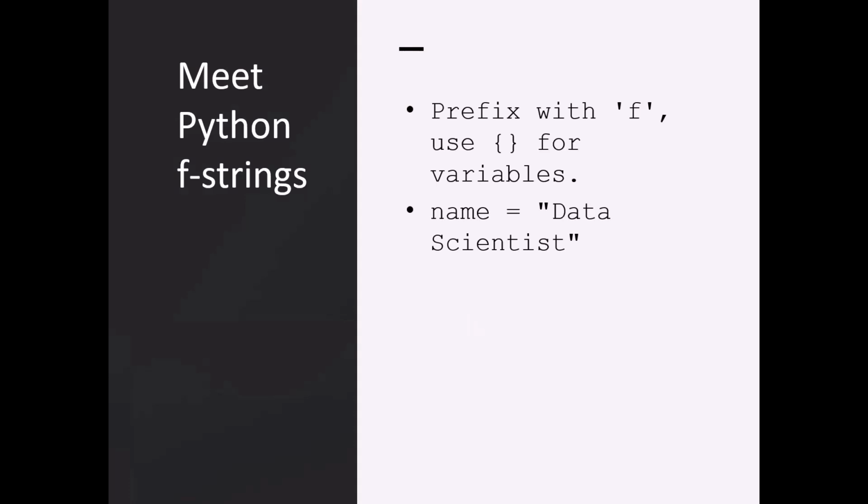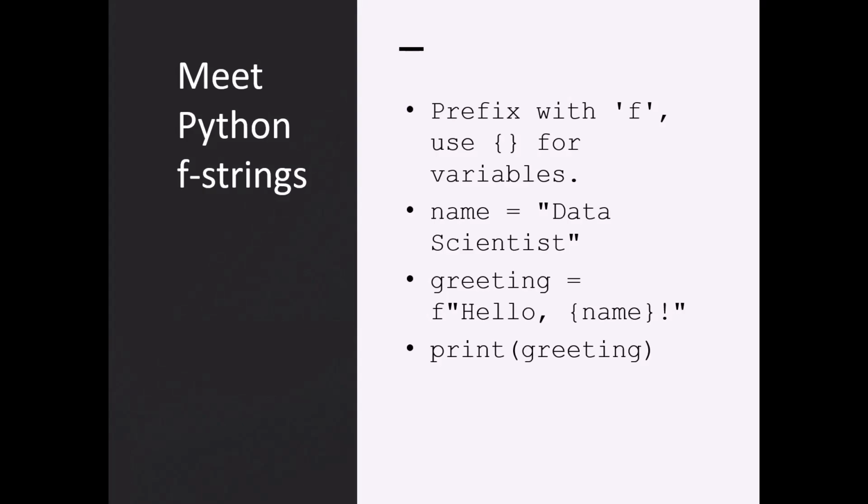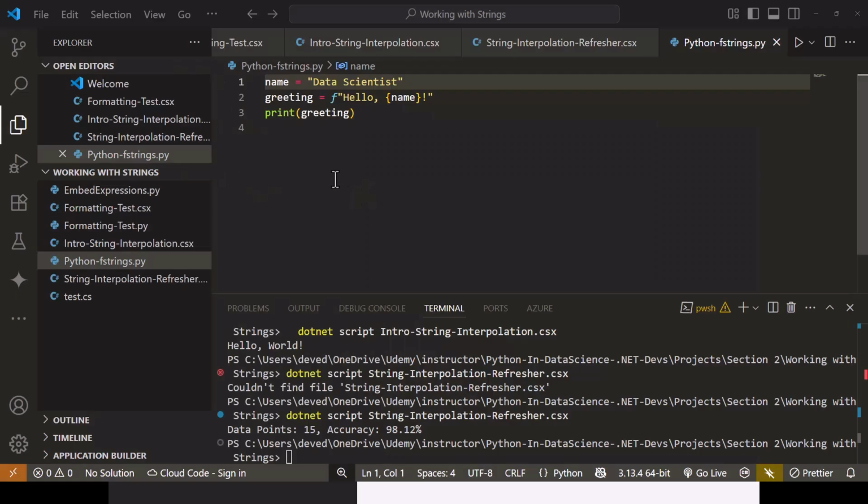Now, prefix with F, as I have just shown you, and use a pair of curly braces for variables. name equals data scientist, greet equals f Hello, name, print greeting. Now, this is quite simple. So I also have this on my machine in my Visual Studio Code IDE. Because this is a Python file, I'll be writing Python, and the name of this file is python_fstrings.py.